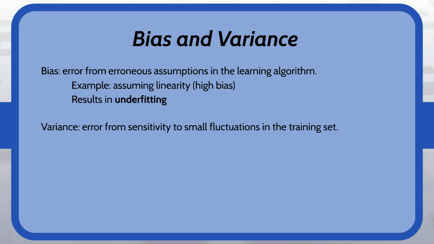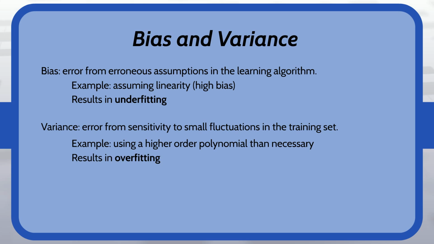On the flip side, we have variance, and this is error from sensitivity to small fluctuations in the training set. So instead of mapping the underlying trend, here we are just making our model too complex and picking up on the noise and the small fluctuations instead of the underlying trend. An example would be using a higher order polynomial than necessary. Perhaps the data is linear and we try to map it with a polynomial. This is going to give us perfect accuracy on the training set. However, it's not going to be able to predict future data because we've missed that trend. So this results in overfitting.